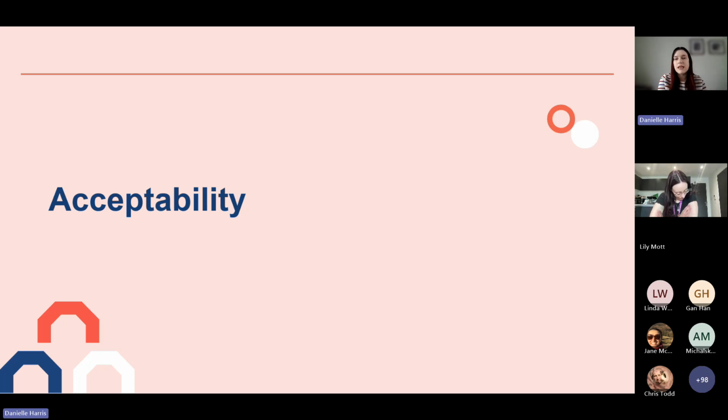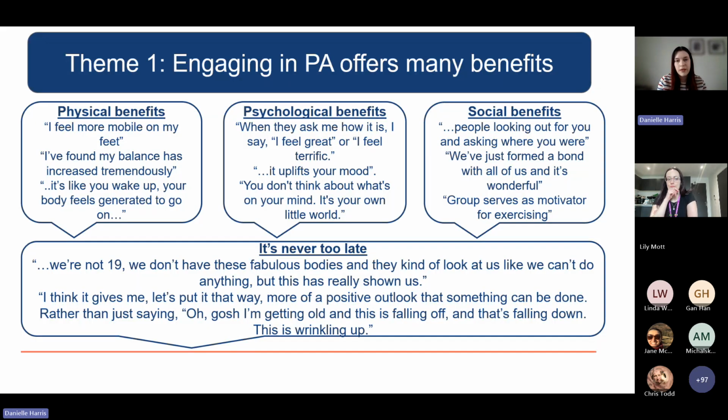So with regards to the second research question, looking at what factors were associated with the acceptability of physical activity interventions, we identified 3 themes. So the first theme was that engaging in physical activity offers many benefits. So participants talked about the many different benefits they gained from taking part in physical activity interventions. So this included sort of the physical health benefits, such as increased strength, energy, mobility. But participants also talked about psychological benefits, so improvements in mood and confidence.